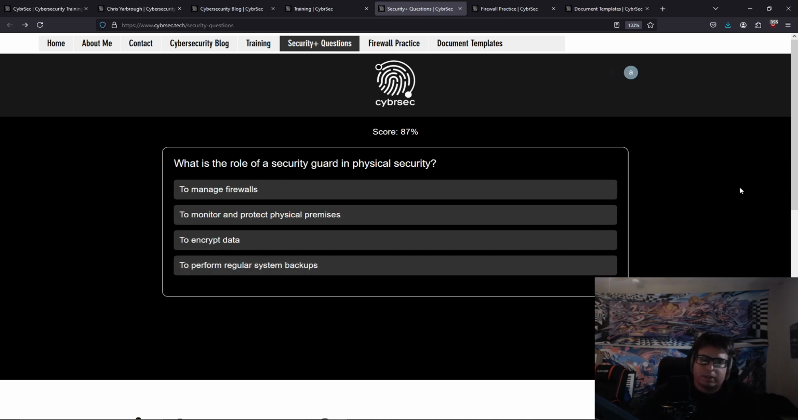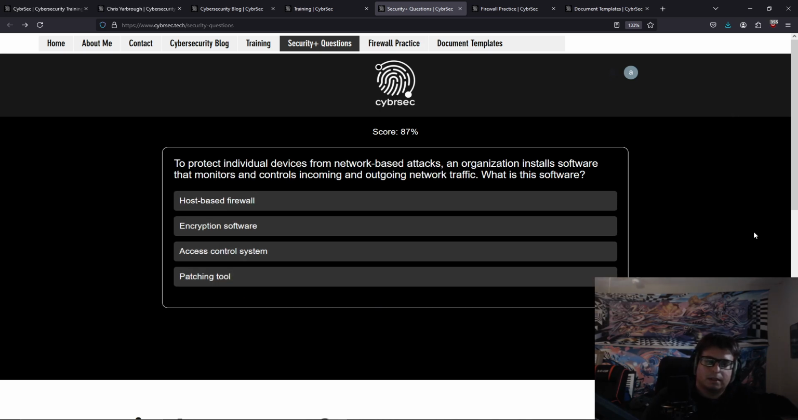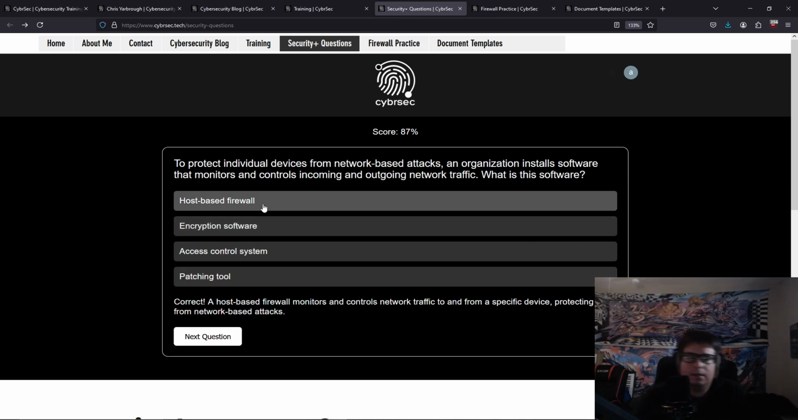What is the role of a security guard in physical security? To protect the physical premises. To protect individual devices from network-based attacks, an organization installs software that monitors and controls incoming and outgoing network traffic. It's going to be a host-based firewall. Yep.